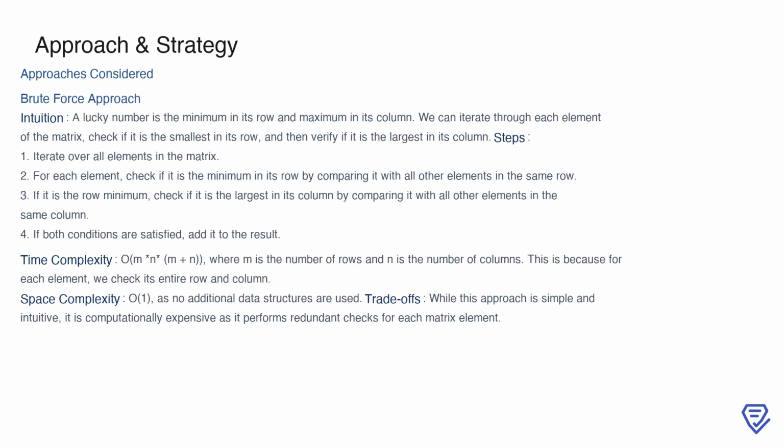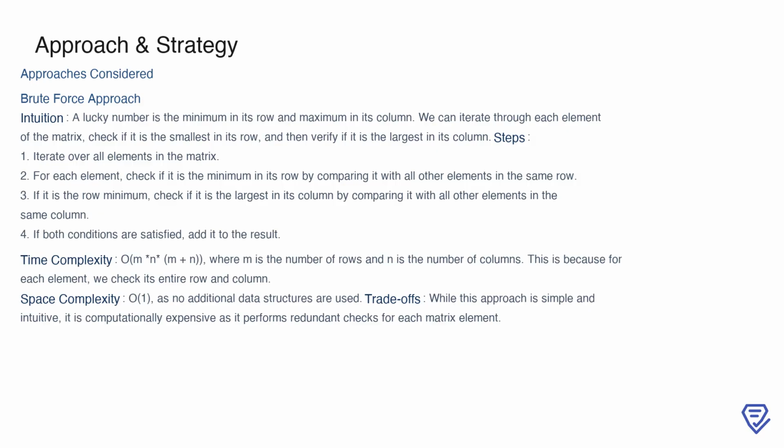To solve the problem of finding lucky numbers in a matrix, let's first consider the brute force approach. The intuition here is straightforward: a lucky number is the minimum element in its row and also the maximum in its column. To implement this, we start by iterating over every element in the matrix. For each element, we first check if it is the smallest in its row by comparing it with all other elements in the same row. If this condition is satisfied, we then check if it is the largest in its column by comparing it with all other elements in the same column. If both conditions hold, we add the element to our result.